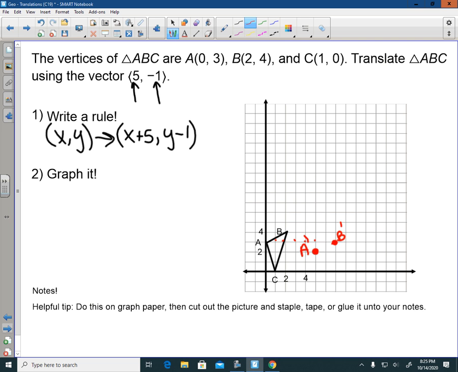And now we're going to move C 5 units to the right, 1, 2, 3, oops, I miscounted, 1, 2, 3, 4, 5, and 1 unit down, and there is where C prime lives, and you have successfully translated this triangle. Notice that it hasn't changed size, it hasn't rotated, it hasn't reflected, it's just moved in that plane from one place to another. So I have a little tip for you down at the bottom. If you do this example on graph paper and then just cut out the picture of that graph, you can staple, tape, or glue it into your notes right where you took these notes so you can remember how to do this later.